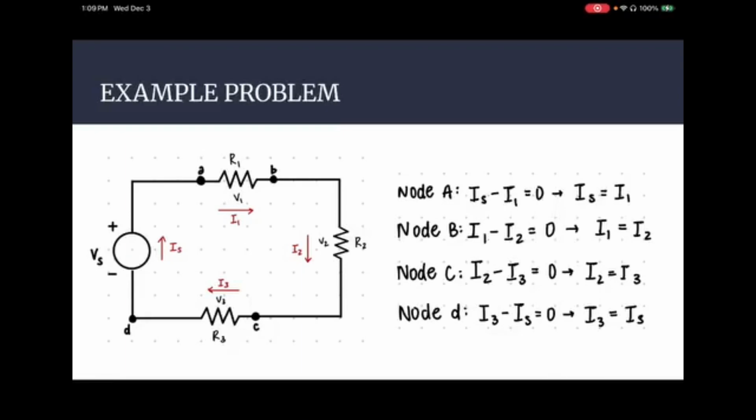Now overall, when you combine these equations, you get I source equals I1, which is equal to I2, which equals I3, and this is exactly what we expect in a series circuit. The same current flows through every component, and KCL verifies this at every node.